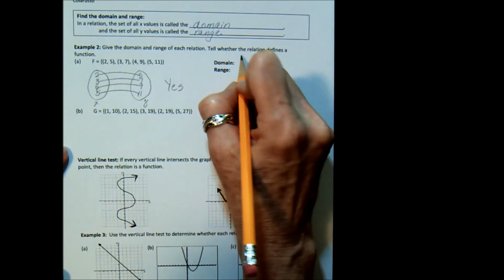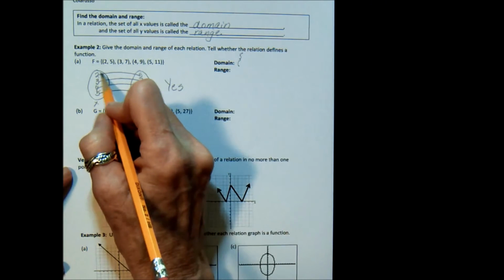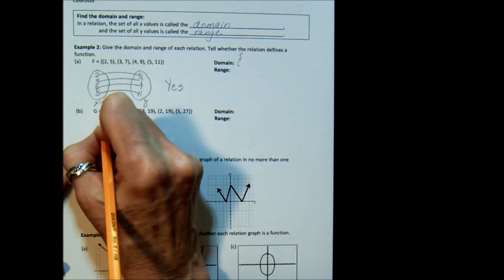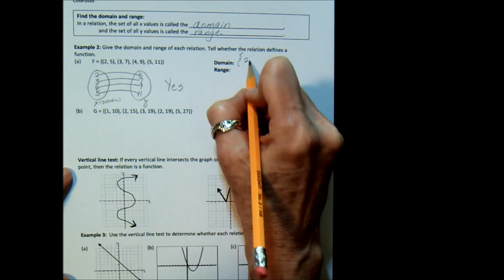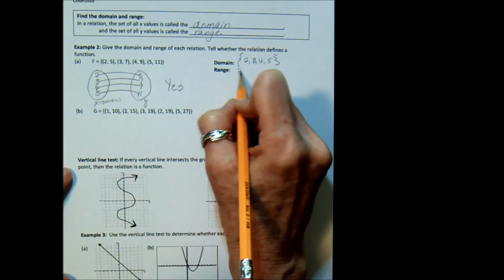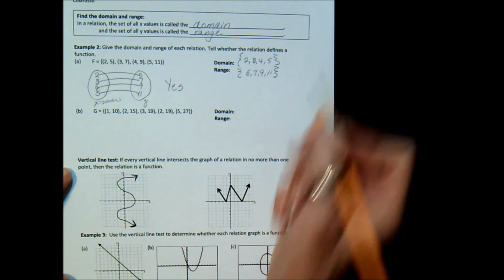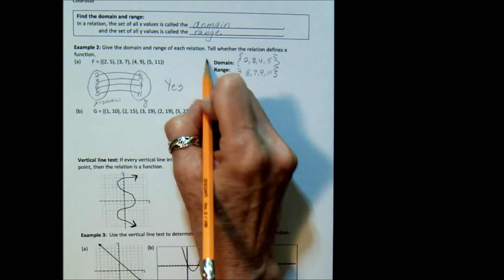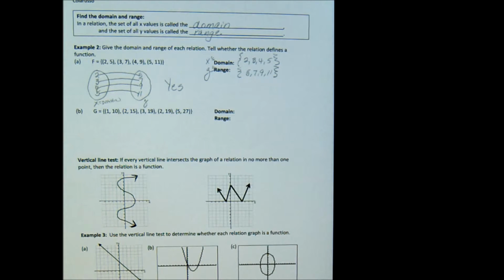The domain now I'm going to show as a set, and I'm just going to list these x values again. So this is the same thing as the domain. So we have 2, 3, 4, and 5, and the range is 5, 7, 9, and 11. So it's just separating out the x's and the y's and showing them as a set. Nothing too mysterious about that.